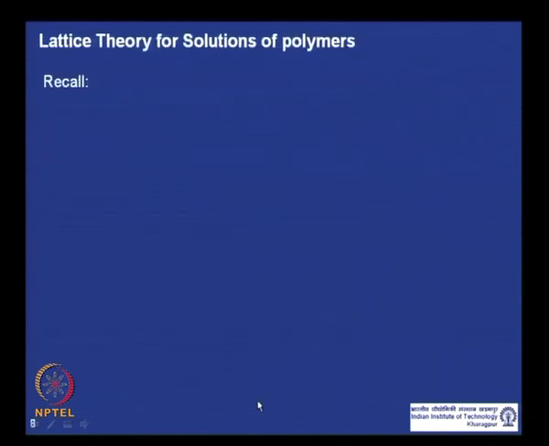So, how do we get this combinatorial entropy or Gibbs free energy of mixing for the polymer solution? Till now we have done the Gibbs free energy of mixing for ideal solutions of small molecules. Now, we will try to apply the same lattice theory to find out the Gibbs free energy of mixing for the polymer-solvent mixture, or a solution of polymer in a solvent.